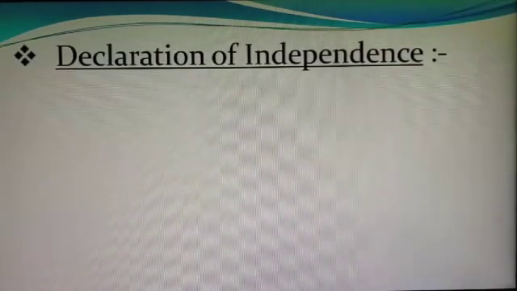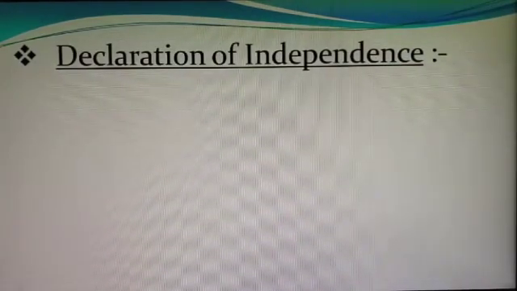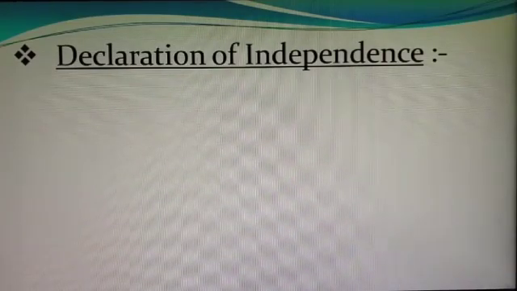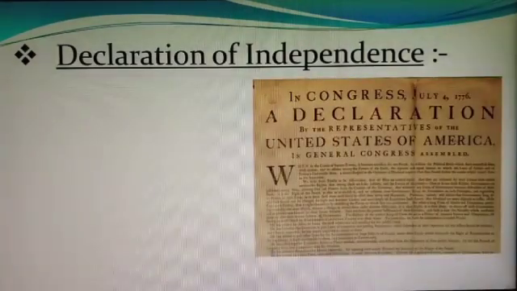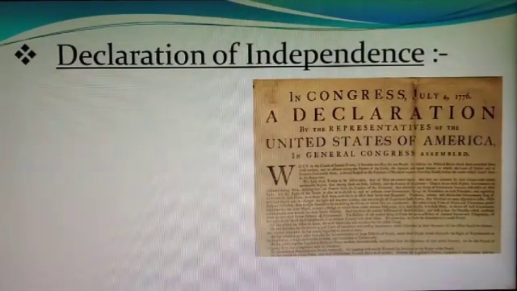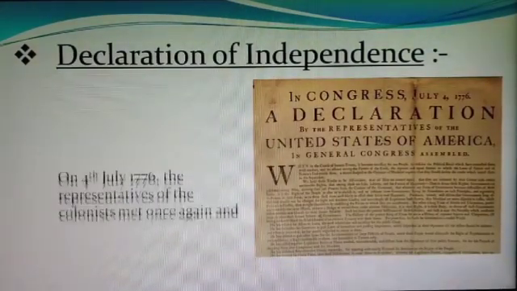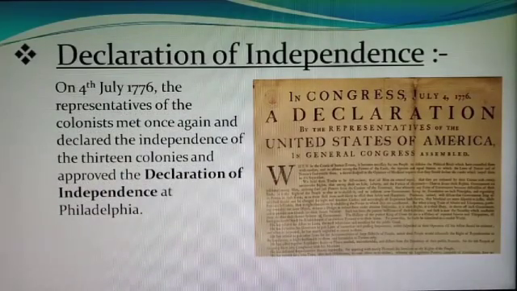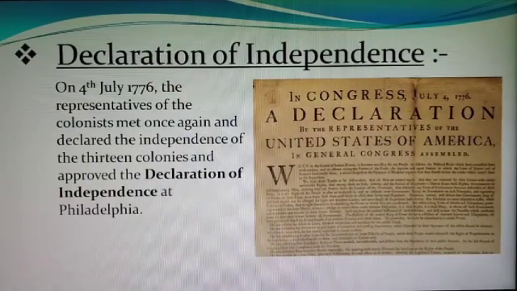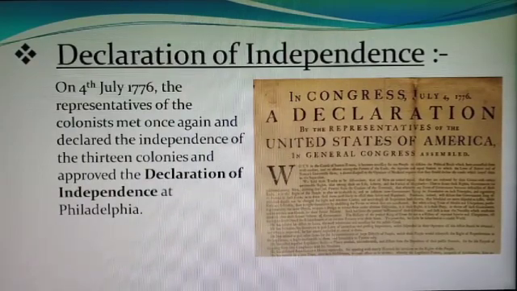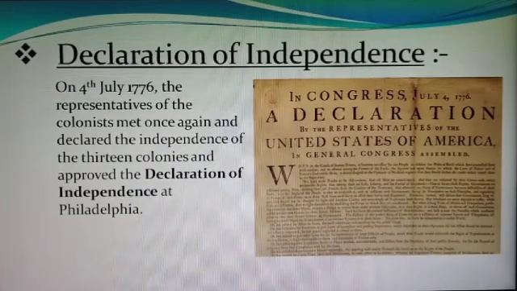Now, Declaration of Independence. This was a document that was drafted. See the picture? It's the Declaration of Independence. On 4th July 1776, the representatives of the colonies met once again and declared the independence of the 13 colonies and approved the Declaration of Independence at Philadelphia.